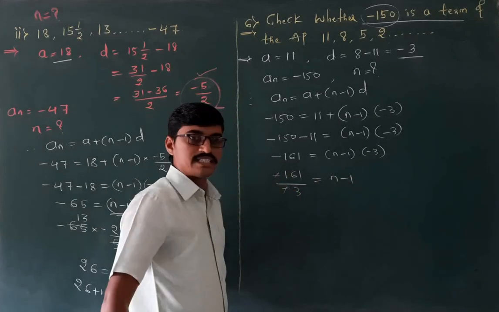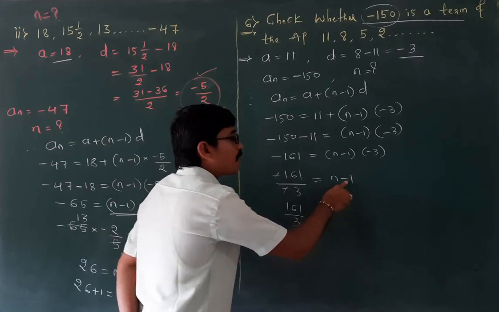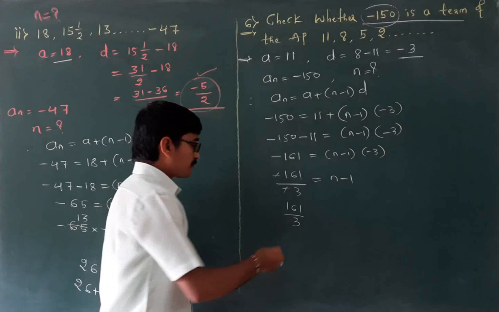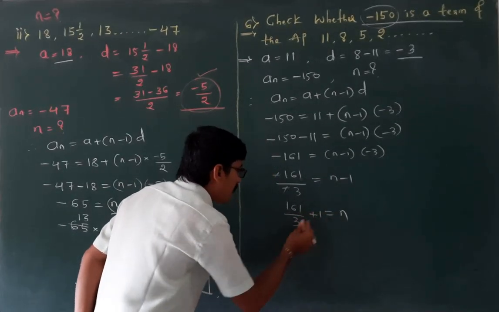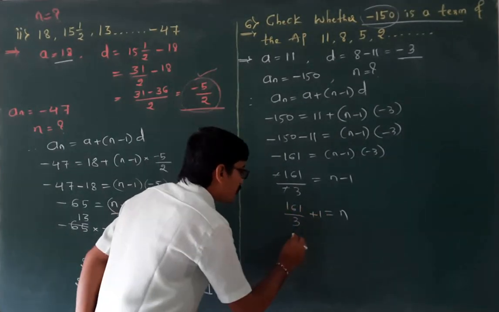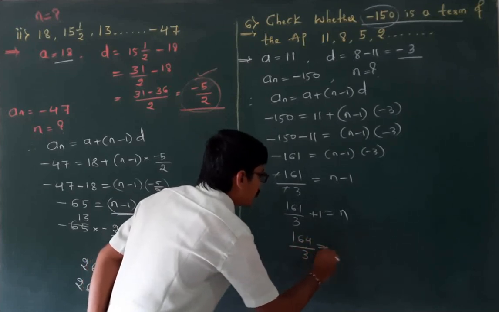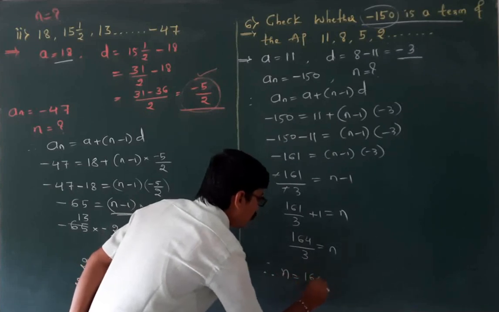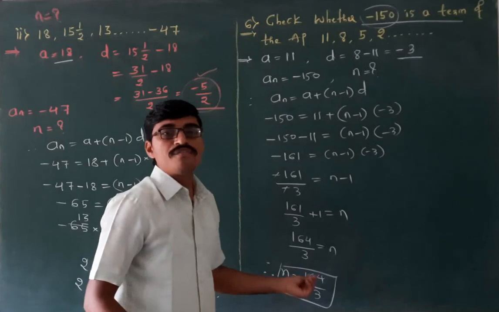Minus minus cancels, so 161 divided by 3. Here minus 1 is there, so shifting it becomes plus 1, is equal to n. Simplify this: 161 plus 3 is 164, divided by 3, is equal to n. Therefore n is equal to 164 divided by 3. This is the value of n.